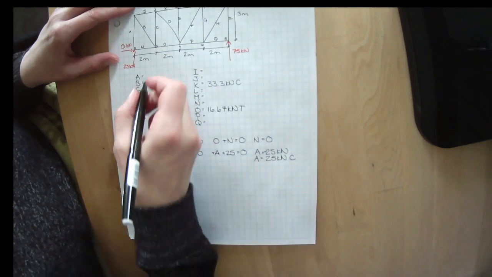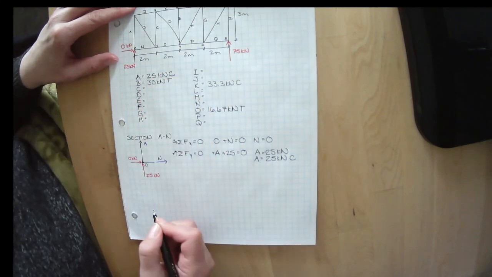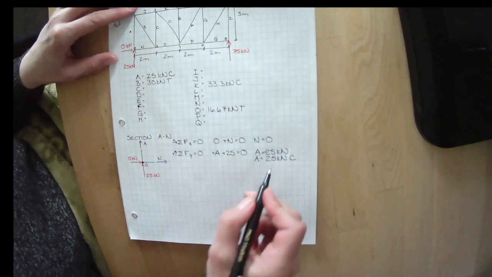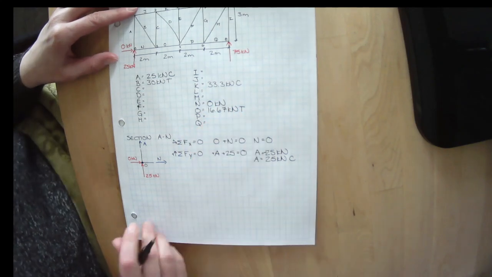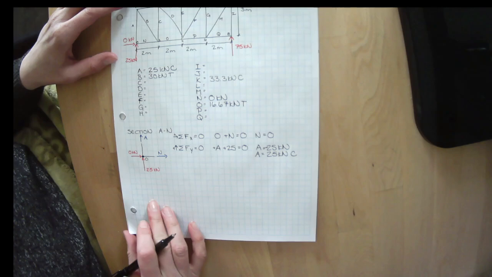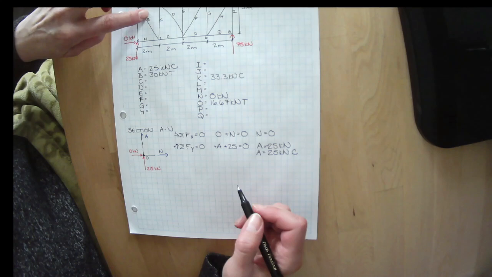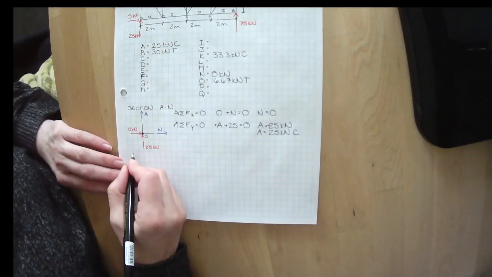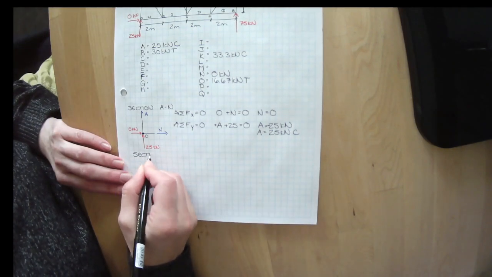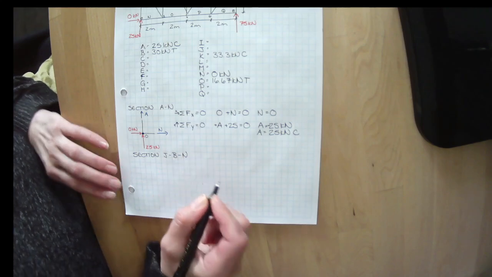Well, I can come fill those in now. A is 25 kilonewtons in compression, and N equals 0. So we've got 2 more members out of our 17. We've got 5 out of our 17 now. Let's make a cut through J, B, and N now. Let's do section J, B, N.